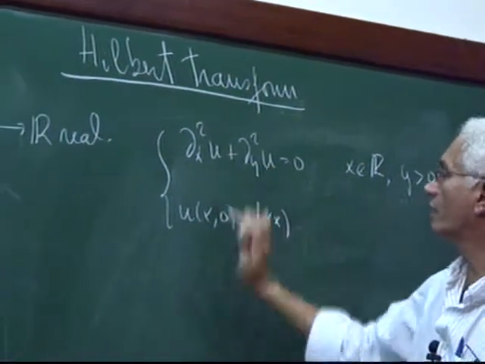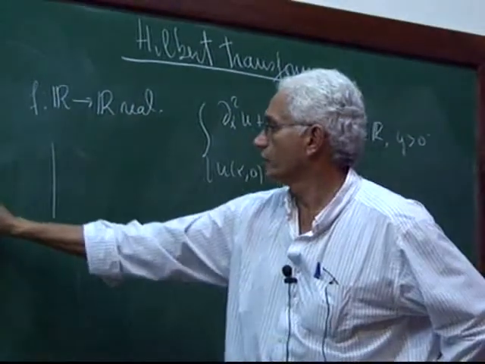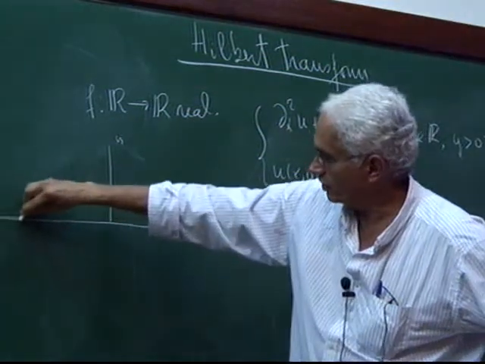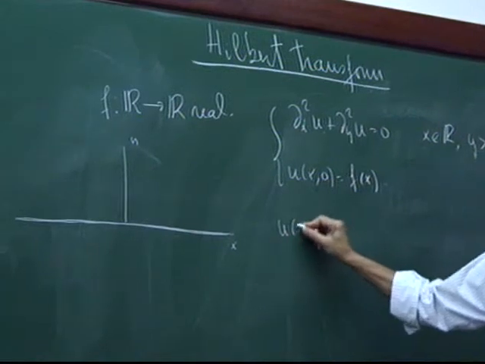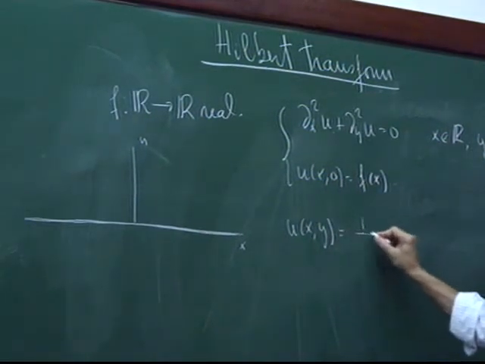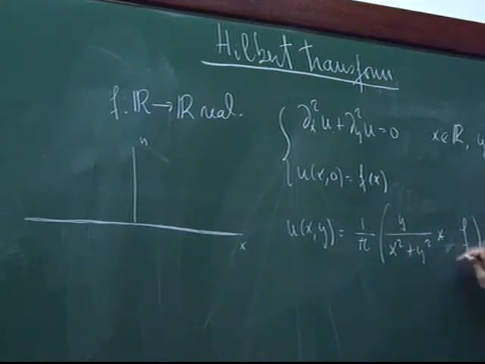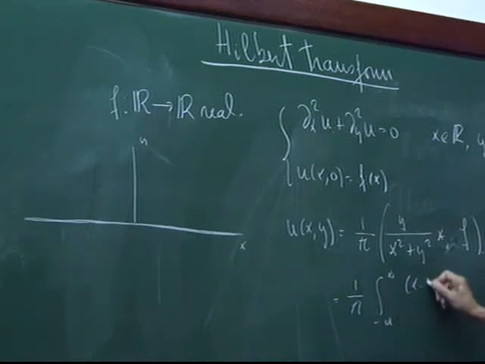By taking Fourier transform in the x variable, you can solve it. You are looking for a harmonic extension of some function that you have prescribed here. And that was given by convolution with this kernel. We did all the computation. In the x variable, I mean that this is 1 over pi, x minus t.